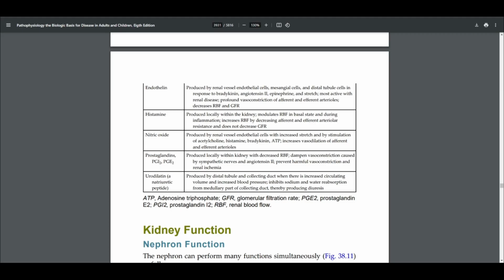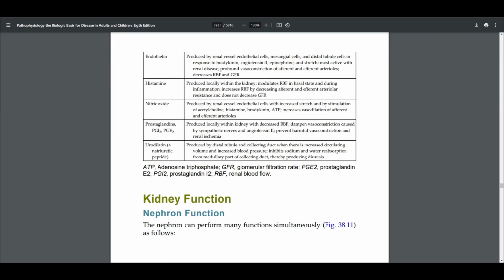Nitric oxide, produced by renal vessel endothelial cells, with increased stretch and by stimulation of acetylcholine, histamine, bradykinin, and ATP, increases vasodilation of afferent and efferent arterioles. Prostaglandins I2 and E2, or PGI2 and PGE2, are produced locally within kidneys and increase RBF. They dampen vasoconstriction caused by sympathetic nerves and angiotensin II. They prevent harmful vasoconstriction and renal ischemia.